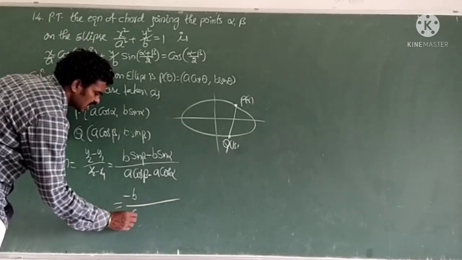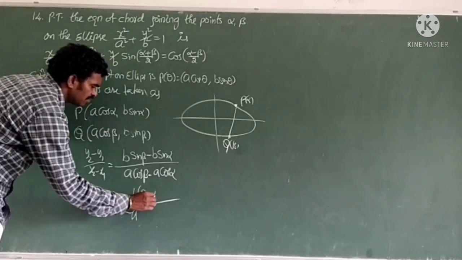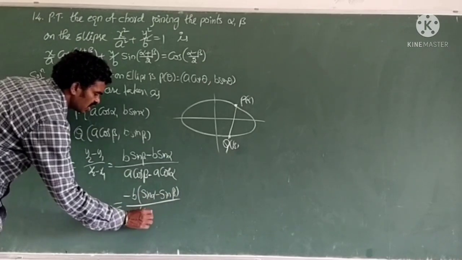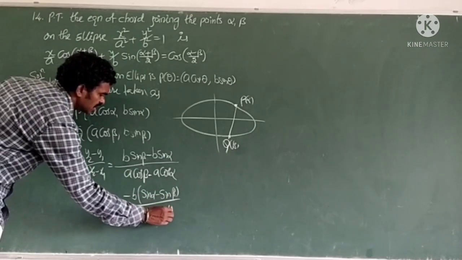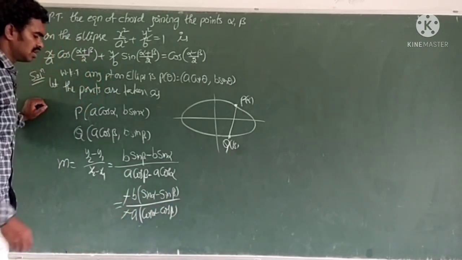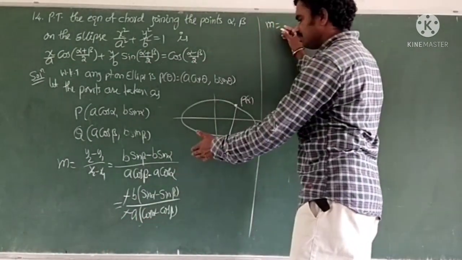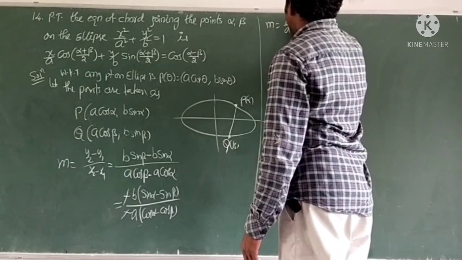Why am I taking minus also? Because it will come in the order sin alpha minus sin beta, cos alpha minus cos beta. So minus minus gets cancelled. So I am finding the m value: b by a.